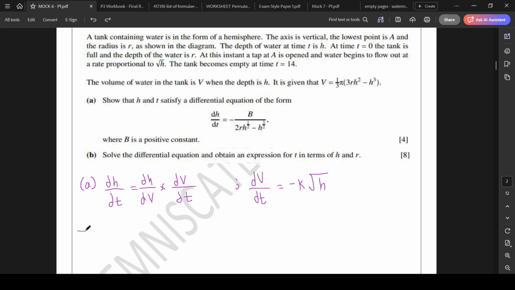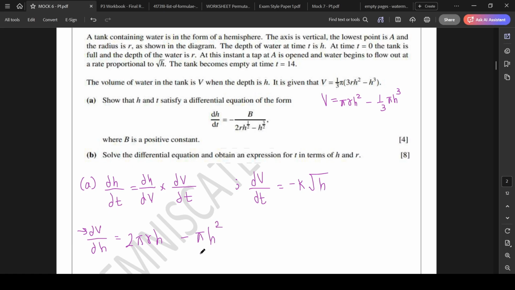R is not a variable, so it's not a problem. So I can simply go ahead and say, what is my dV/dh? First of all, my V is equal to, 3 and 3 gets cancelled out, so it is pi r h squared minus 1/3 pi h cubed. If I find my dV/dh, it will become 2 pi r h. Remember, r is a constant, not a variable, so you treat this as some kind of number. And then over here, 3 and 3 get cancelled out when I bring this down during differentiation, and I'll be left with pi h squared.